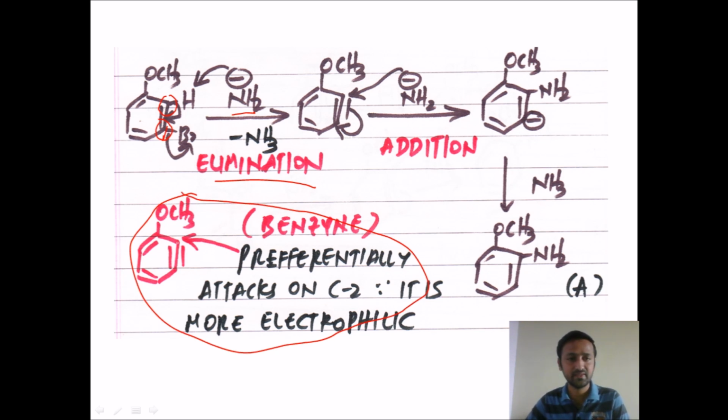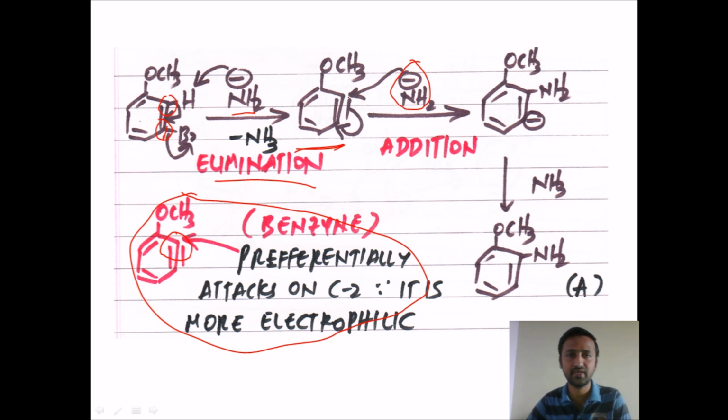It attacks preferentially on the second carbon because, as you can see, the second carbon is close to the oxygen, and oxygen is more electronegative. It pulls electrons towards itself and makes the second carbon more electrophilic. NH2 minus is a nucleophile, so it attacks easily, preferentially on the second carbon. And the reactive intermediate you get in this first step is called benzyne. As you can see, we have a triple bond here, C triple bond C. So we call this intermediate the benzyne intermediate.